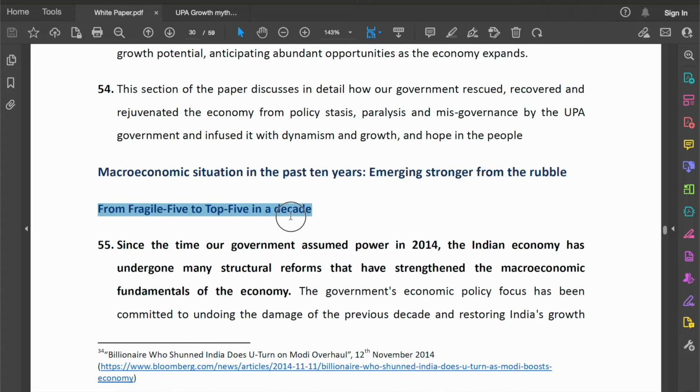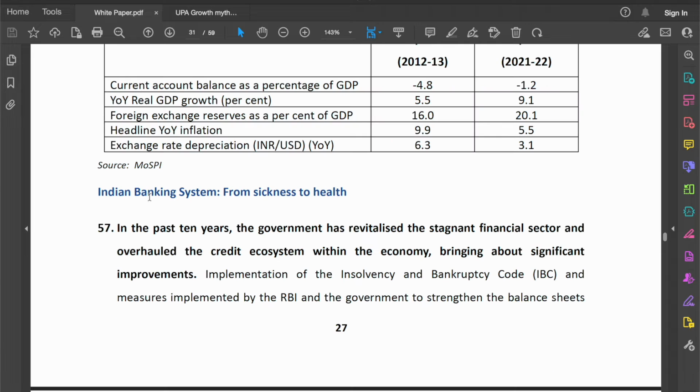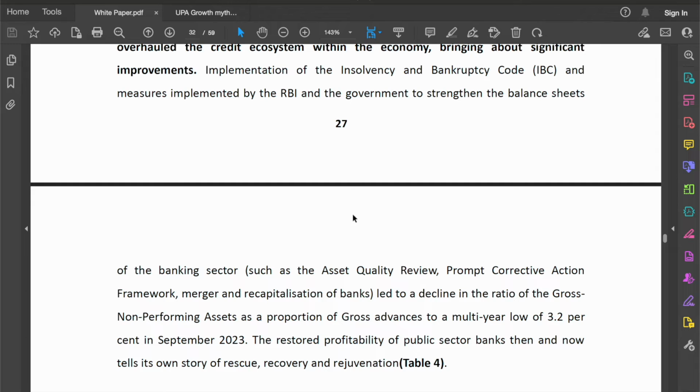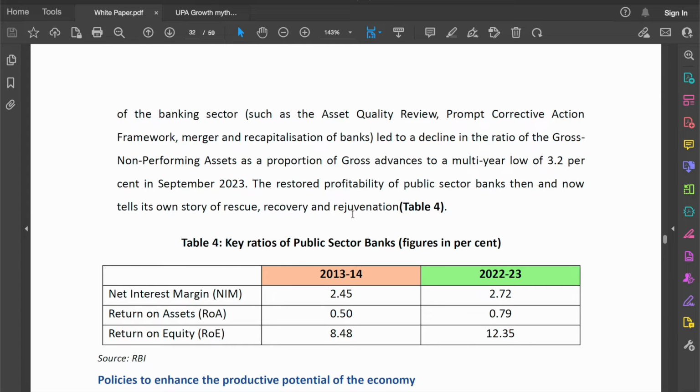Then from fragile top 5 to top 5 in a decade, which is again true. India's banking system from sickness to health. This is again true in a way because IBC was introduced. There are problems with IBC, but at least in terms of the macro level, things have improved a lot.